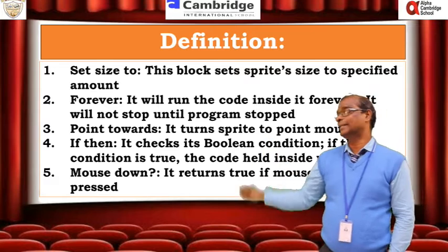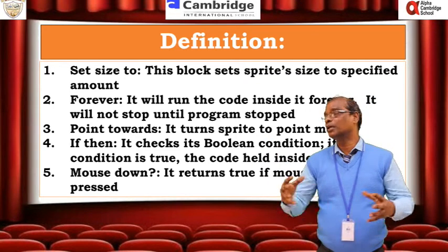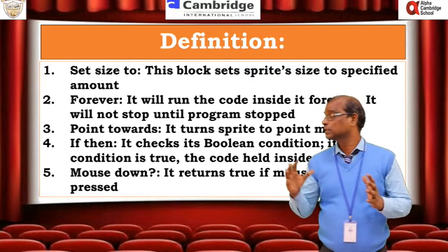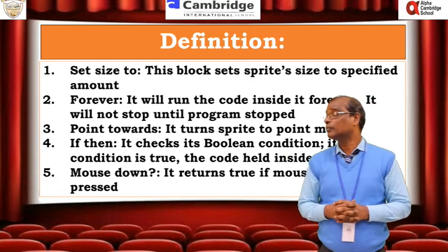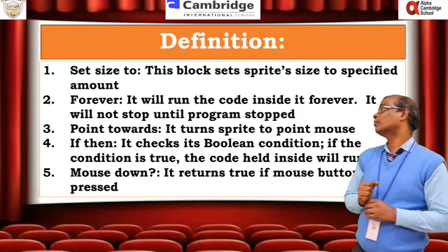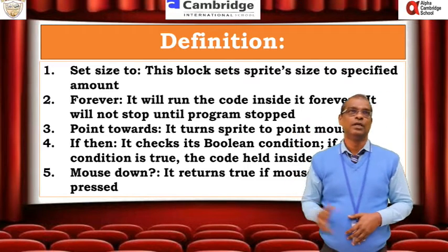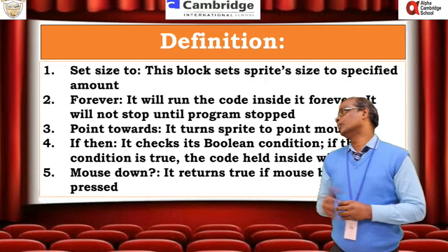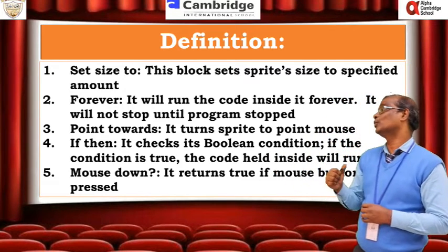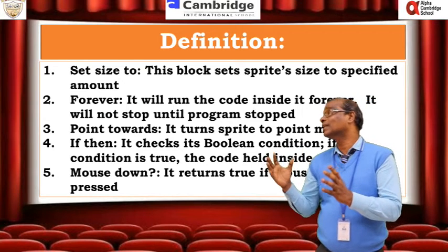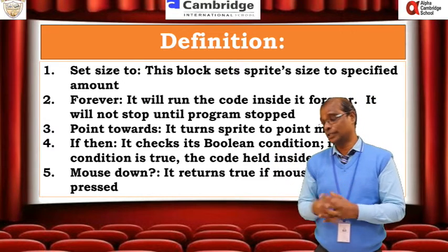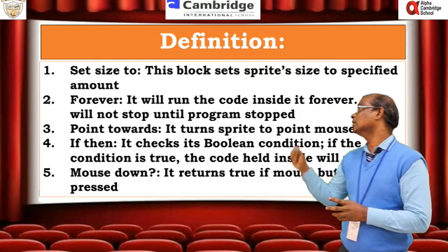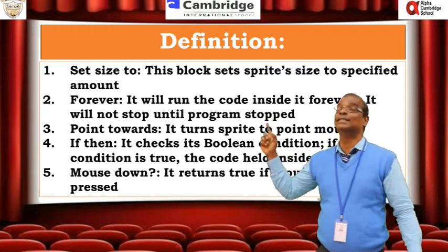From the name itself you can understand: if the fishes are very big, as well as the cat is very big, it occupies most of the stage. So we want to make it very small. For that purpose, we have to use set size to. This block sets the sprite size to a specified amount. By using set size to, we can increase or decrease the sprite size according to your wish. In our project, we want to decrease the size of the sprite. That is why you should use set size to.